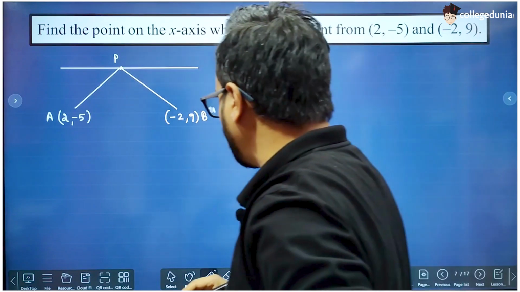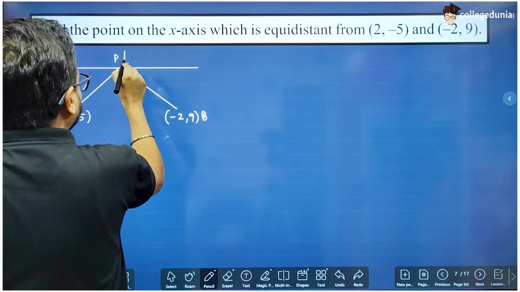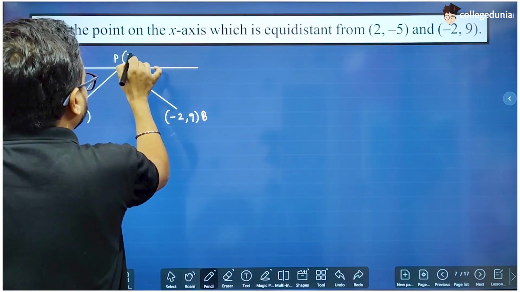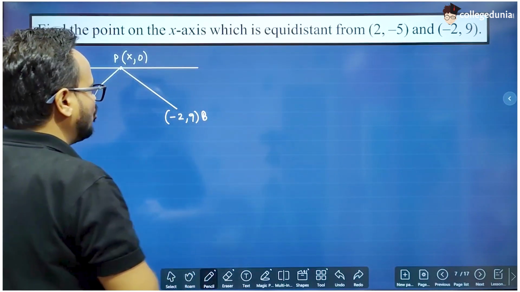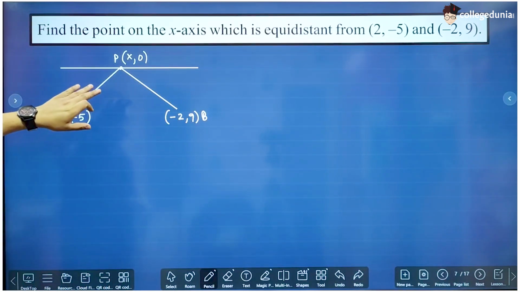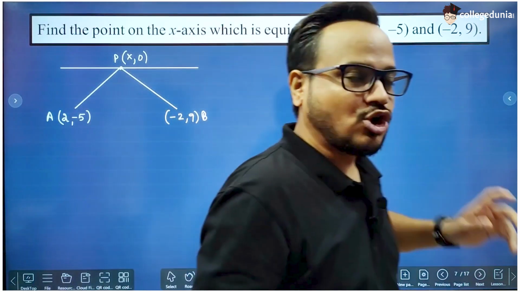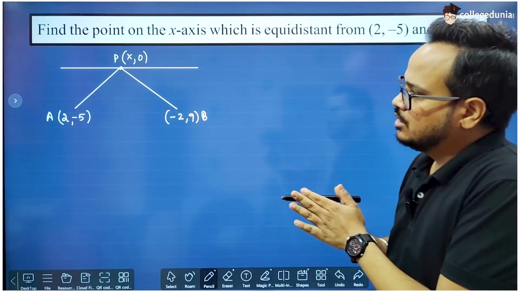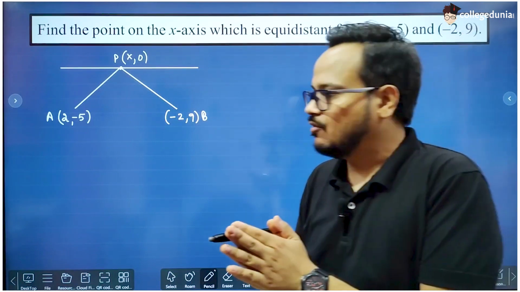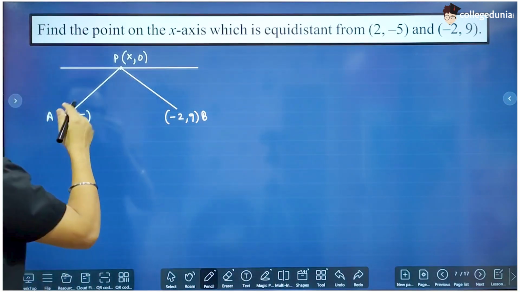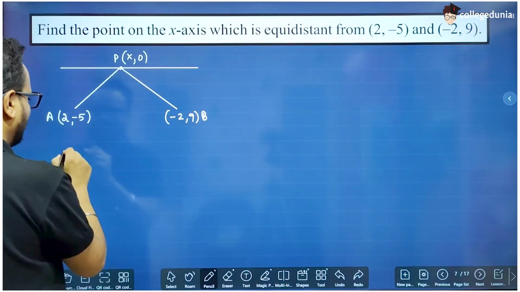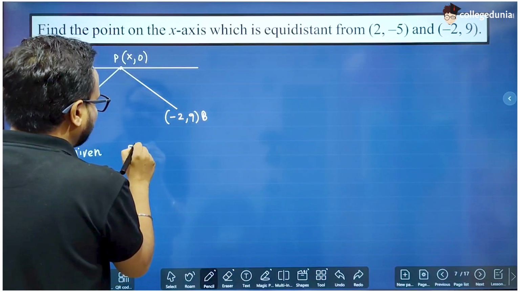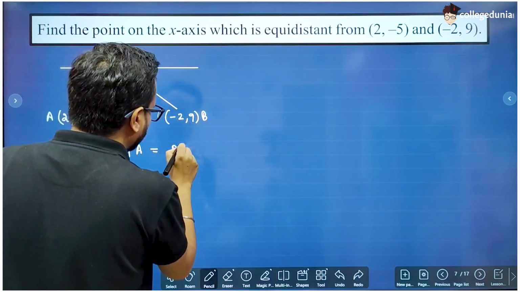So we have to assume some coordinates for P, and any point which lies on the x-axis has y coordinate 0, right? So let us assume that this point is x comma 0. We don't have to assume both the coordinates because we know that the y coordinate of every point on the x-axis is 0. So let us take this point as x comma 0, given that PA is equal to PB.